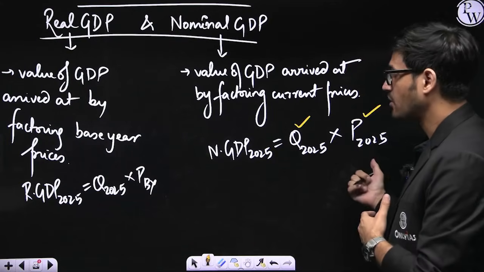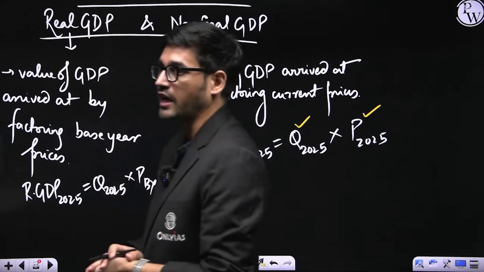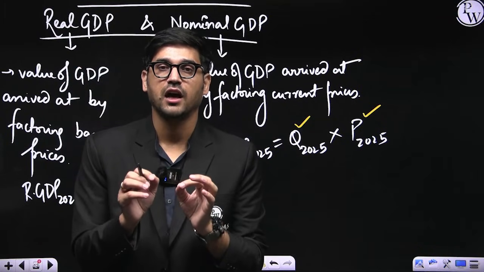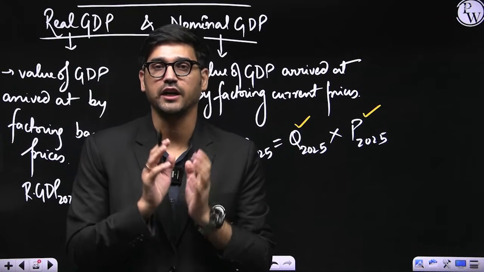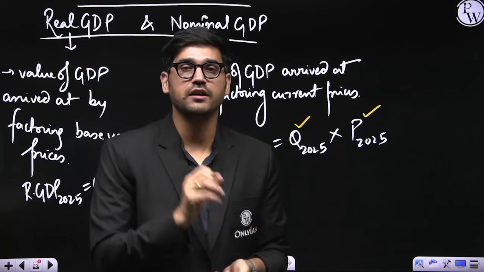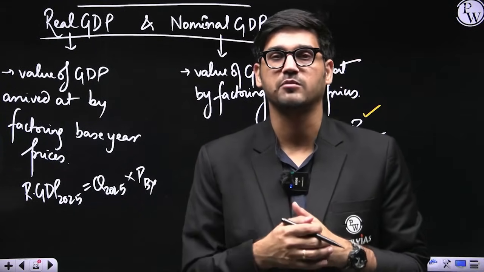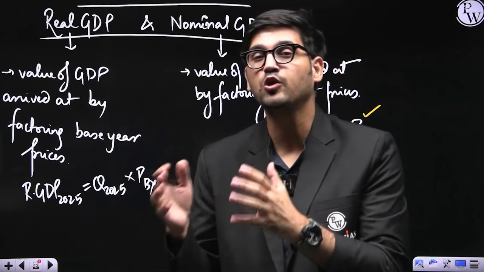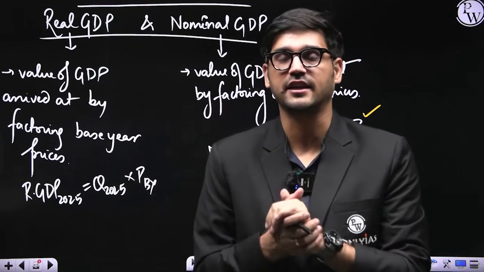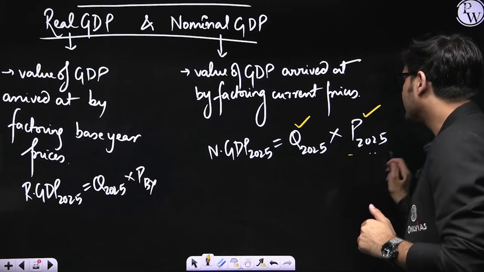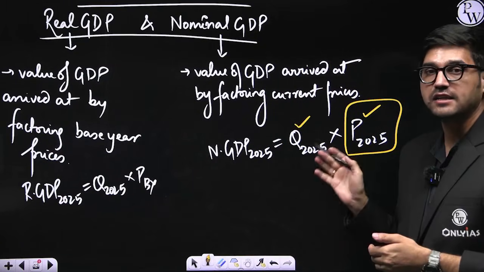Now, prices change all the time. Quantities may change all the time. We are interested in knowing only and only how much has changed in quantity terms. We are only interested in knowing what is happening to the economy in volumetric terms. What has happened to its volume of output produced? Has it increased? Has it decreased? That we can do by negating the effect of this price rise or price decline.